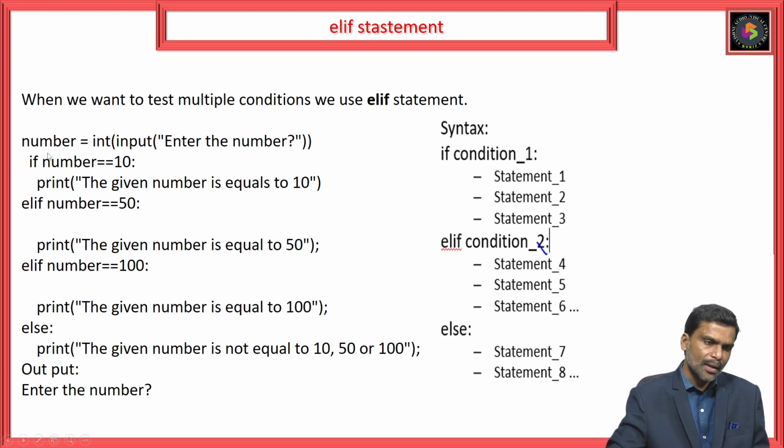Here you can see, if the number is equal to 10, print the given number is equal to 10. Elif the number is equal to 50, print the number is equal to 50. Elif the number is equal to 100, print 100. Else, the given number is not equal to all these conditions. That is the else condition. So this is a very simple example, which you can execute.